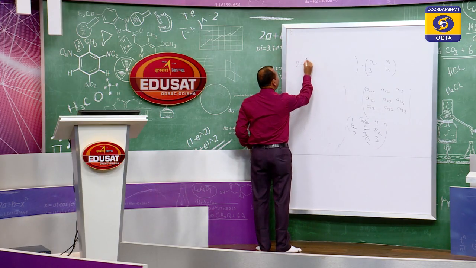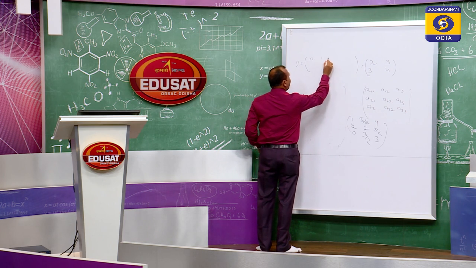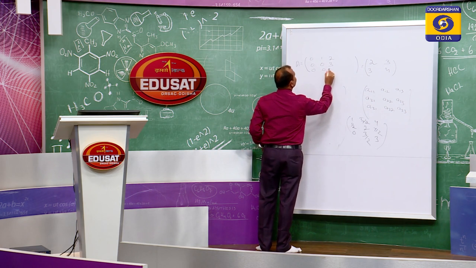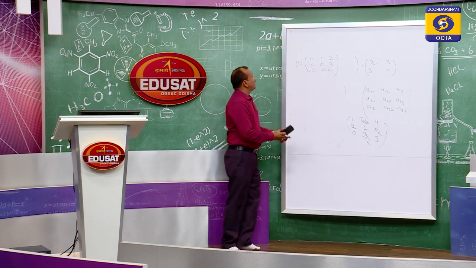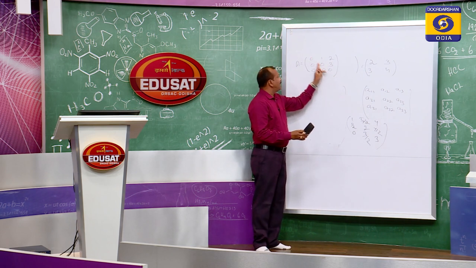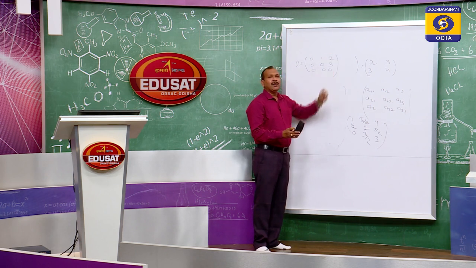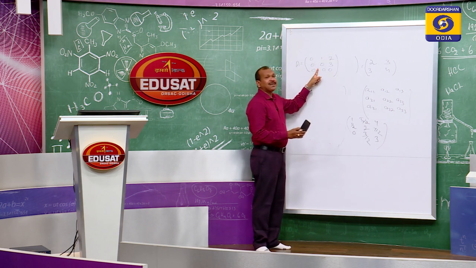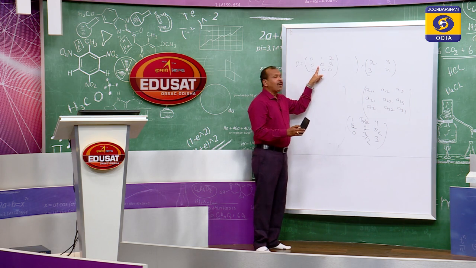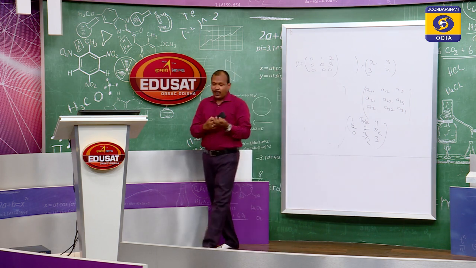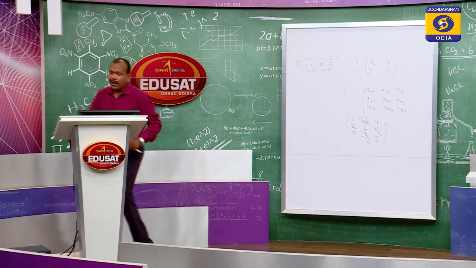Suppose A is a matrix 0, 1, 2, 0, 0, 3, 0, 0, 0. This is a square matrix. The elements above the leading diagonal are non-zero and the leading diagonal and below the leading diagonal are 0. So, this is a strictly upper triangular matrix. Similarly, we define a strictly lower triangular matrix.